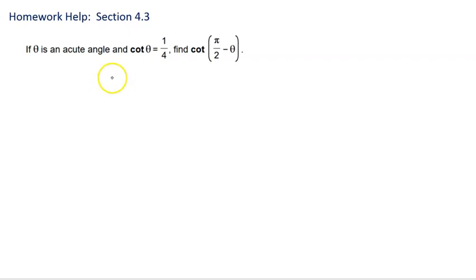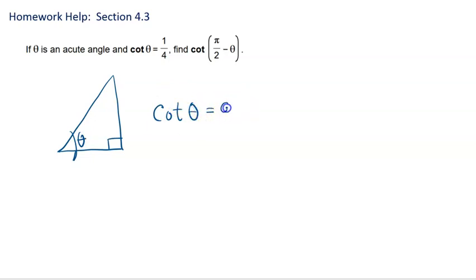So we have an acute angle, and this is the triangle section. So you know what? I'm going to draw ourselves a triangle. There we go, and here's our angle theta. Now, what do we know about cotangent of theta? Cotangent of theta is defined to be adjacent, right? Is that right? Over opposite.